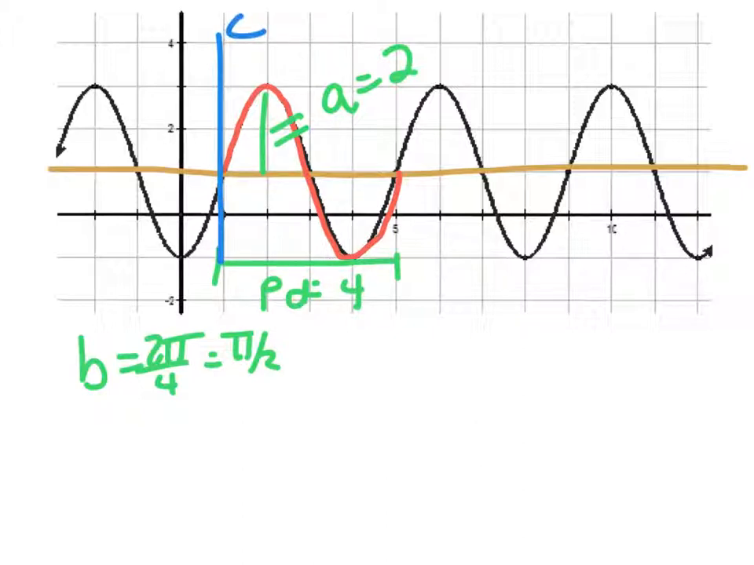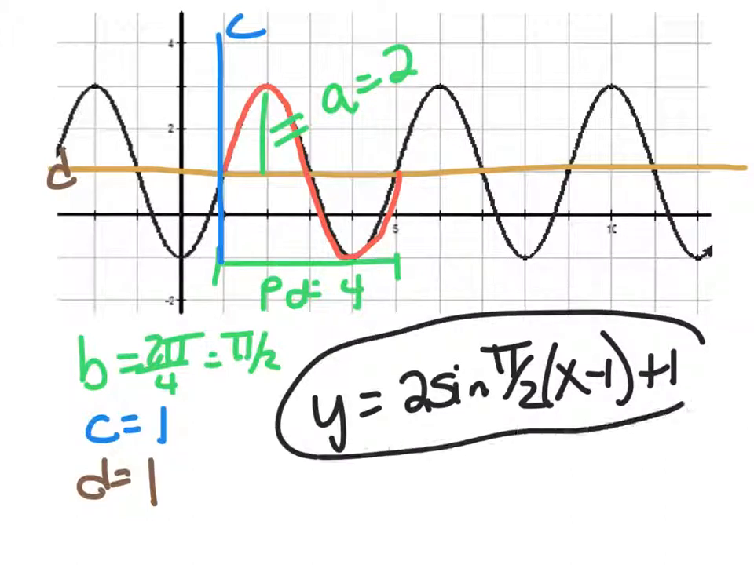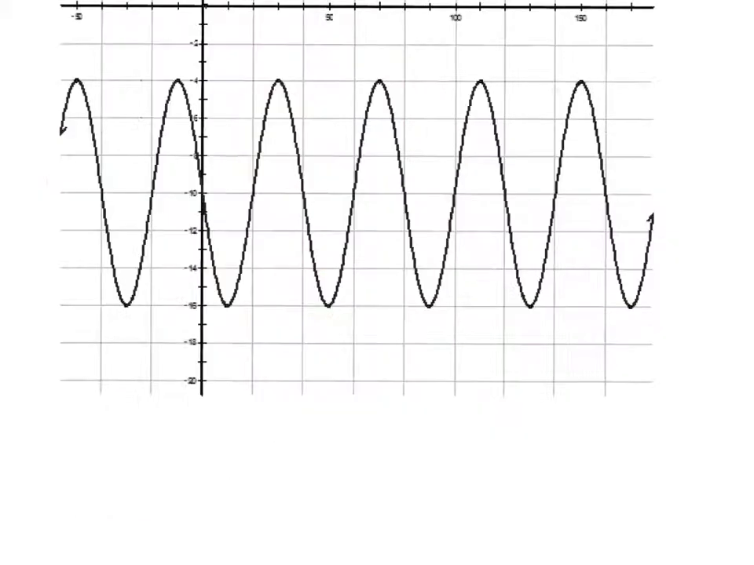This is c. So c, I went over 1. And then d is this lovely brown line that I went up. My d is 1. And since we're doing sine and you're starting up, down, back up, we don't need a negative on it. My equation is going to be y equals 2 sine pi over 2 x minus 1, because we went to the right, plus 1. That's just one option. Depending on where you start, you could have other answers.